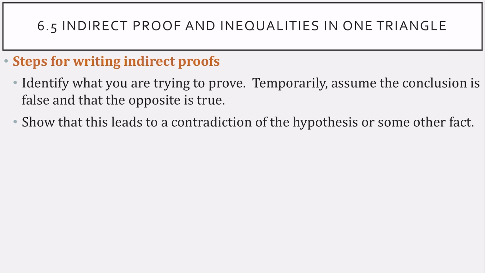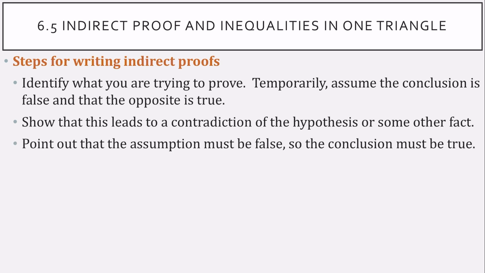So whatever it is you're trying to prove, you assume the opposite is true. Then you show that that assumption leads to some contradiction. It can contradict the hypothesis or some other known fact in geometry, but the assumption that what you're trying to prove is wrong always should lead to a contradiction. Then you point out your assumption must be false since it leads to a contradiction, and so the only thing left, the thing you're trying to prove, must be true.